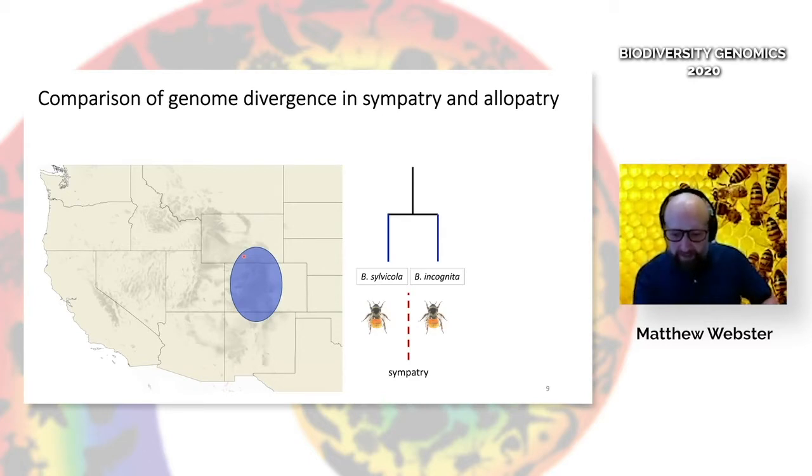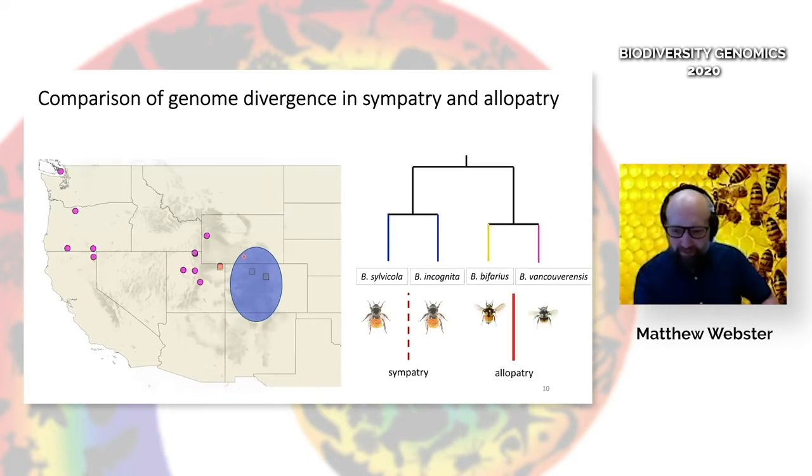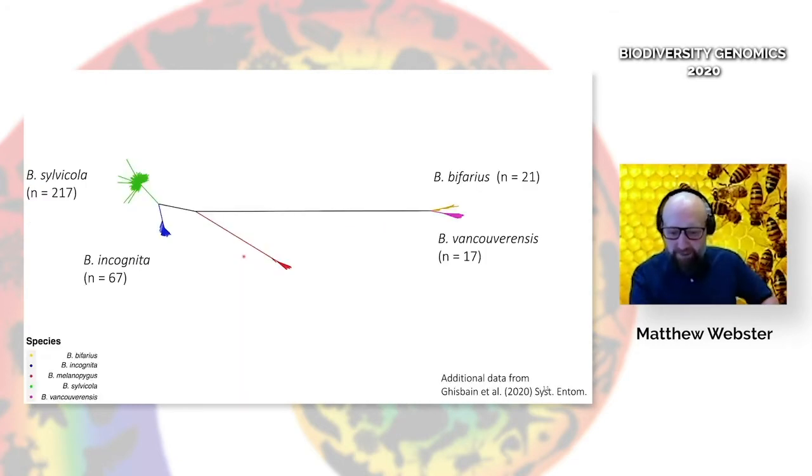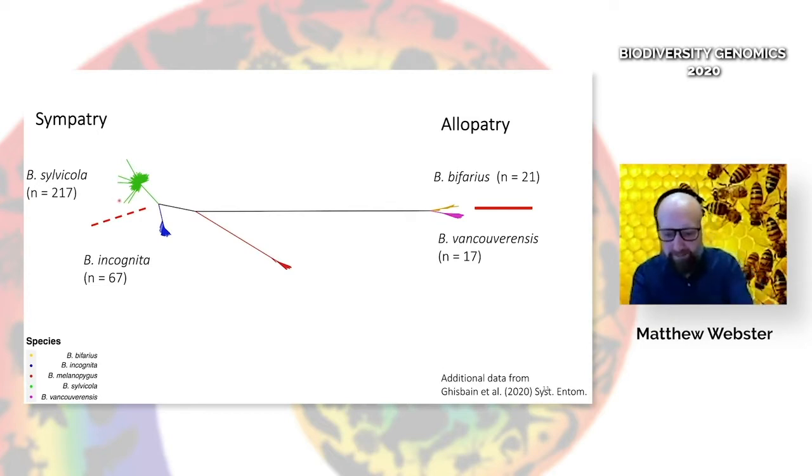In order to compare the potential effects of gene flow on genome divergence, we also used some published genome sequences from a couple of other related species that are believed to have diverged recently in allopatry without gene flow. That's Bombus bifarius and vancouverensis, which are found across the Western USA. So now we can make a comparison of how genomes diverge in allopatry and sympatry. Here you can see a tree of the species showing the pairs that occur in allopatry and in sympatry.